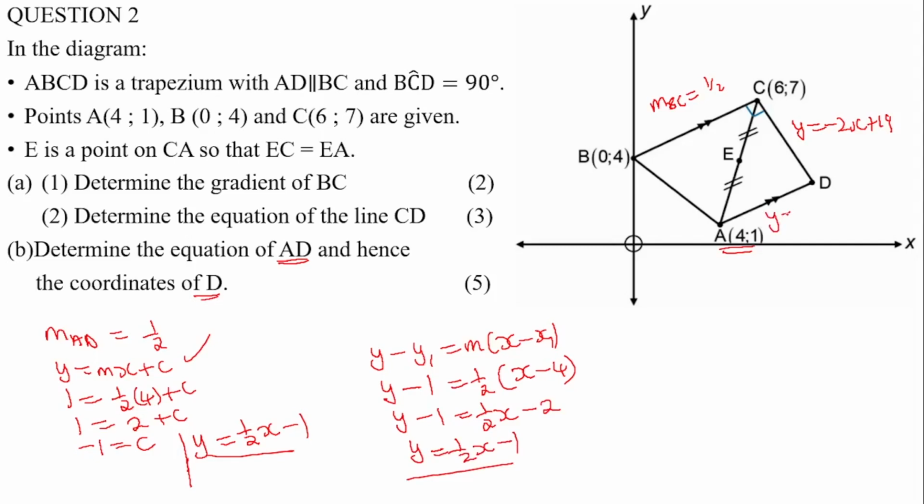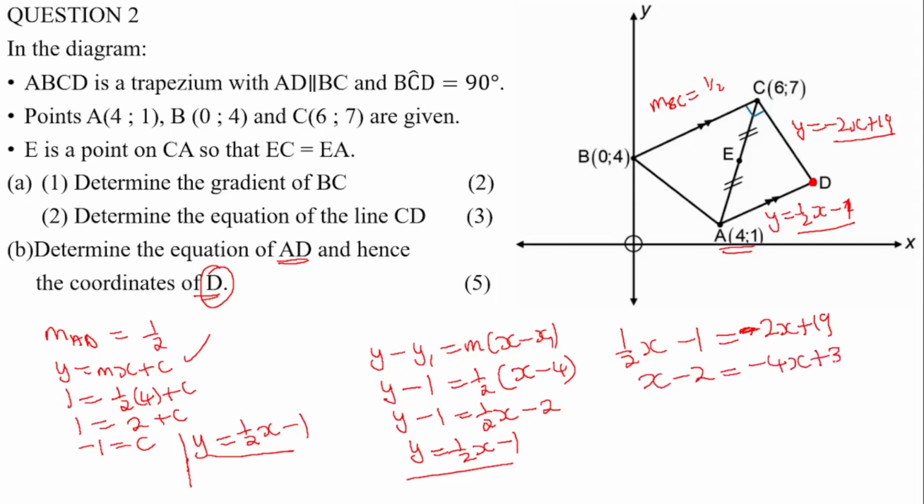Right? And then it says hence find the coordinates of D. Now the coordinates of D, we have to find them by solving simultaneously. D is a point of intersection of CD and AD. So we can equate these two. Okay, 1 over 2 x minus 1 is equal to negative 2x plus 19. Right? We want to find the coordinates of D, so it's a point of intersection. Equate the two functions. The best thing here will be to multiply everything by 2, then get x minus 2 is equal to negative 4x, then plus 38.